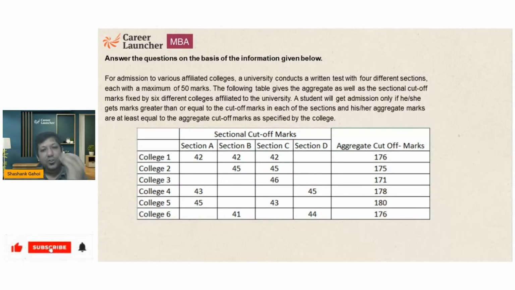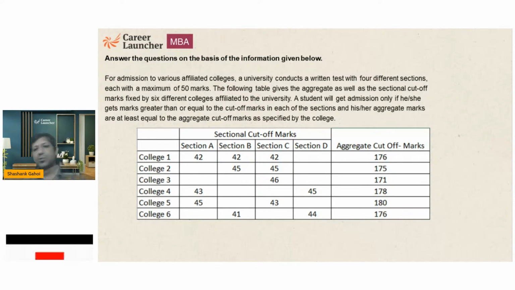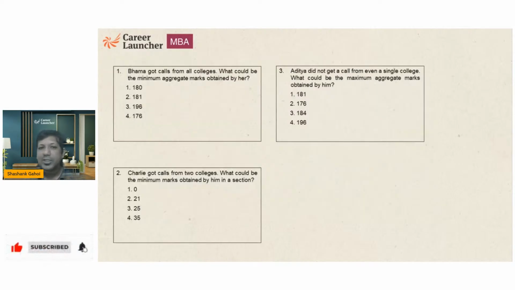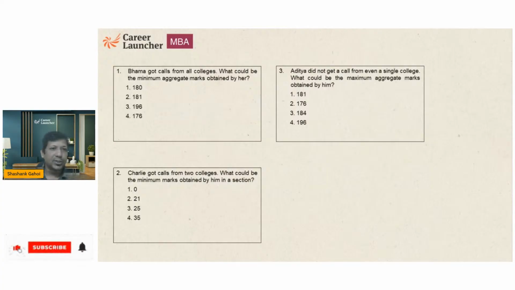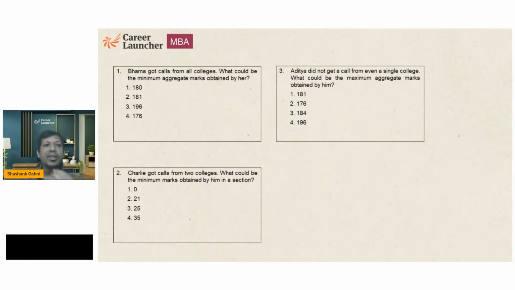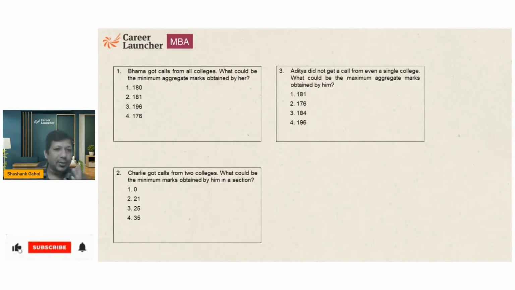कि यहाँ पे जो the missing values are actually not missing values. If the value is blank, it means there is no sectional cutoff. और यहाँ पे हम कुछ कर नहीं सकते because there is no information that is given. And if I am going to look at the question, every question is an independent question. Bhama gets calls from all the colleges. What can be the minimum aggregate of marks obtained by him?